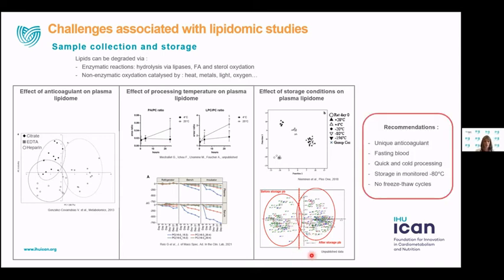So as recommendations when you process your samples: use a unique anticoagulant for the whole study. Use only fasting blood, unless you want to look at the postprandial effect. You should process your samples as quickly as possible and on ice. You should store your samples at minus 80, but in a monitored minus 80 freezer. Try to avoid freeze-thaw cycles, as this will also reactivate the lipases and possibly degrade your sample.